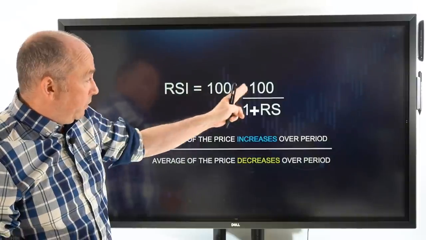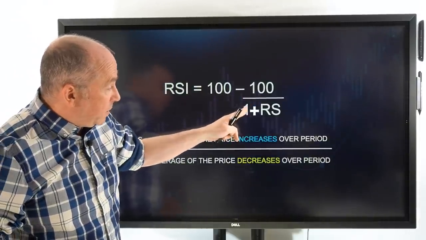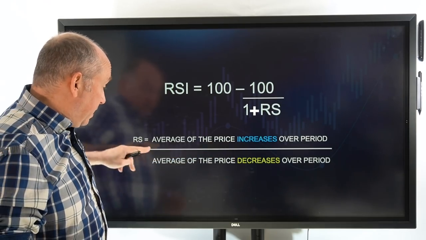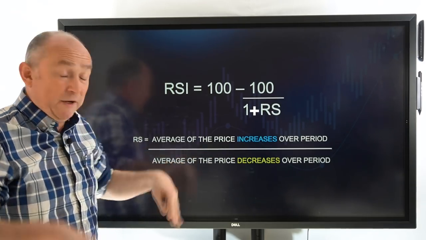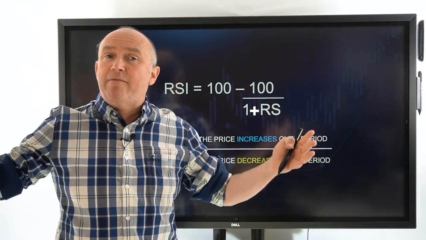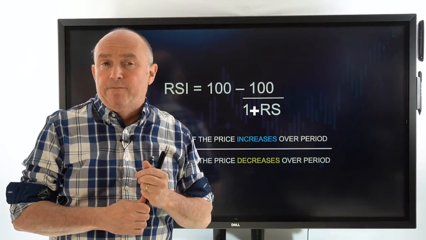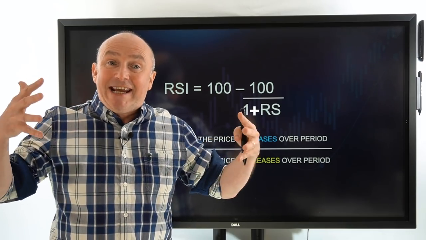RSI equals 100 minus 100 divided by 1 plus RS. And the RS is the average of the price increases over a period divided by the average of the price decreases over a period. So what that basically means is, if you have a 14 period, say the default, and say over 8 days, so that's 14 days.